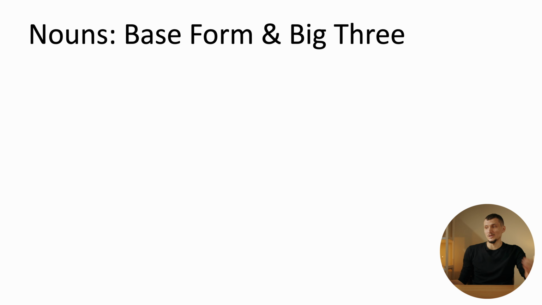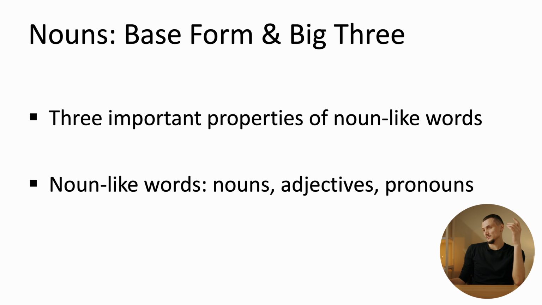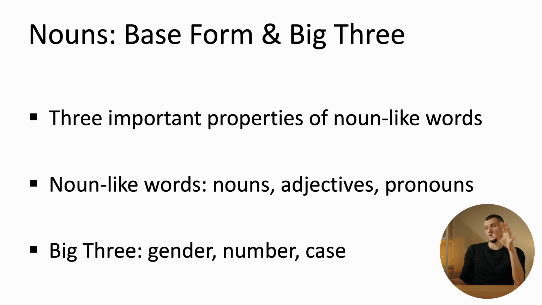And so what we will do now is think of the base form in terms of the big 3, because if no noun or adjective or pronoun can escape the big 3, if all of them have the big 3, then the base form has to somehow have to do with the big 3. So let's have a look at that. Again, the big 3 are 3 important properties of noun-like words. Noun-like words are nouns, adjectives, and pronouns, and the big 3 are gender, number, and case.